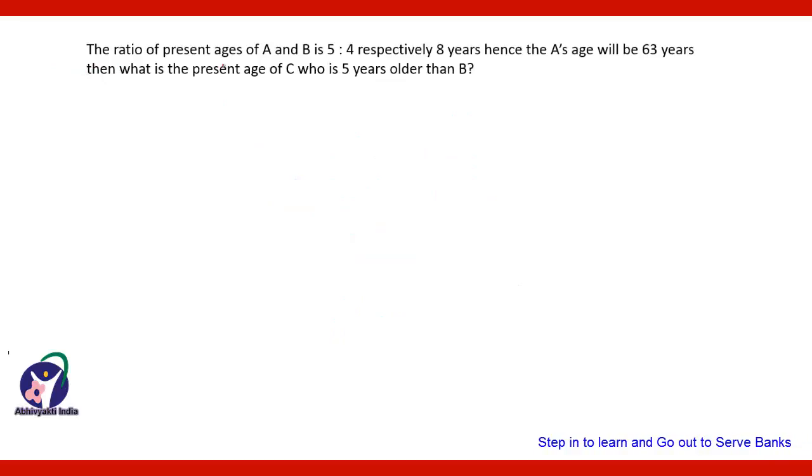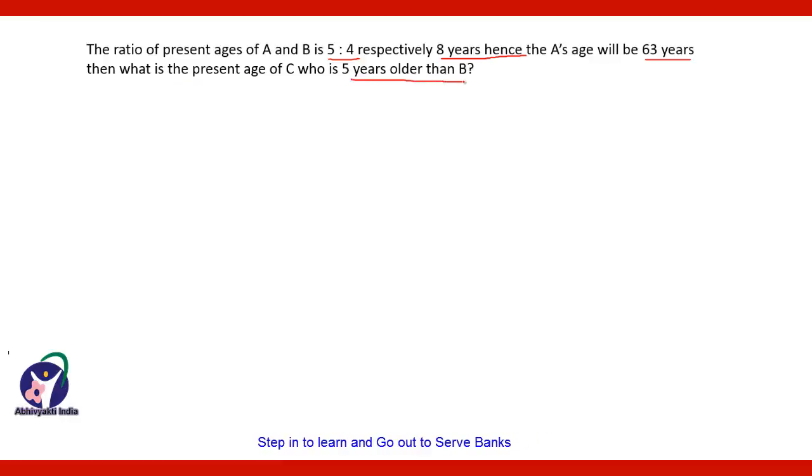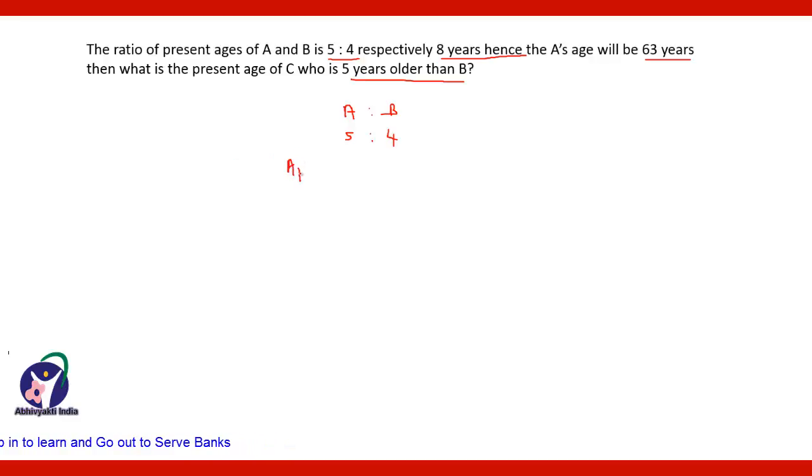Next question is, the ratio of present ages of A and B is 5:4 respectively. 8 years hence A's age will be 63 years. Then what is the present age of C, who is 5 years older than B? Now here the present ages of A and B are in the ratio of 5:4. A's present age will be equal to 63 minus 8, because it is said that A's age will be 63 years after 8 years. So today's age will be 63 minus 8, which is equal to 55 years.